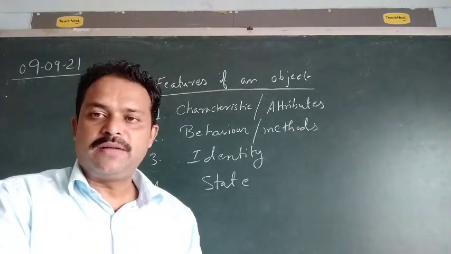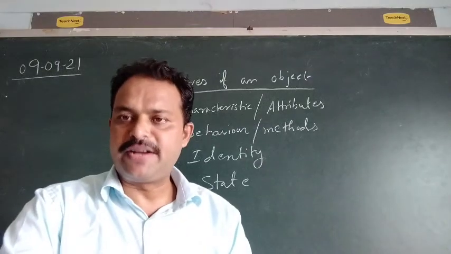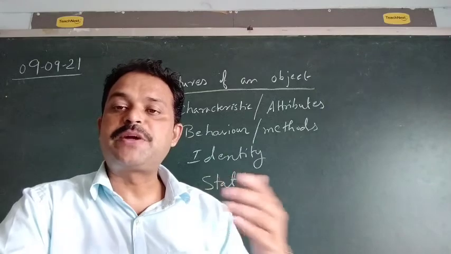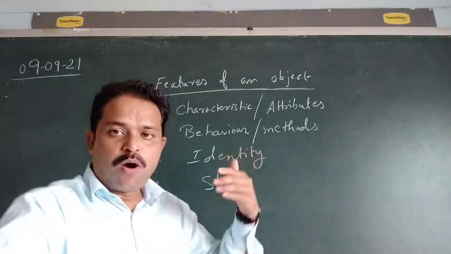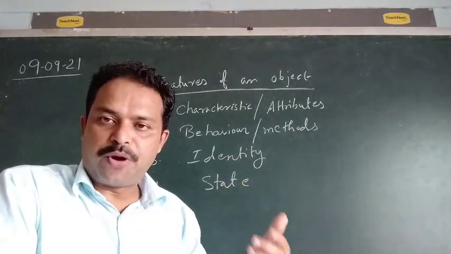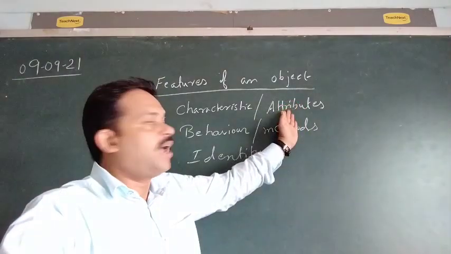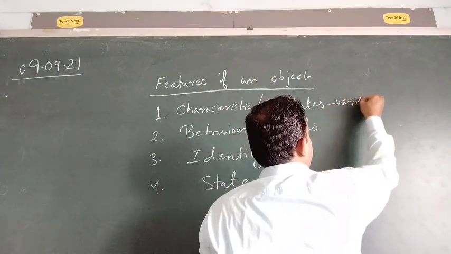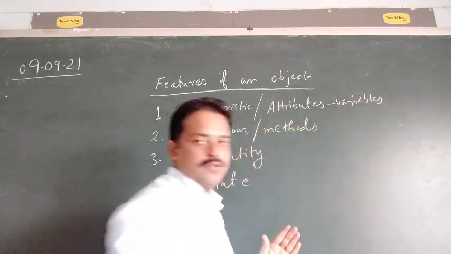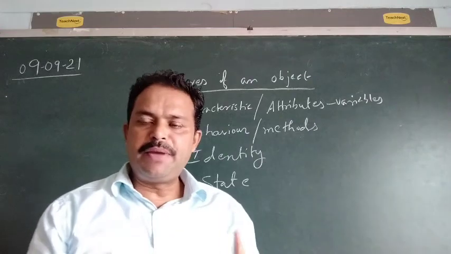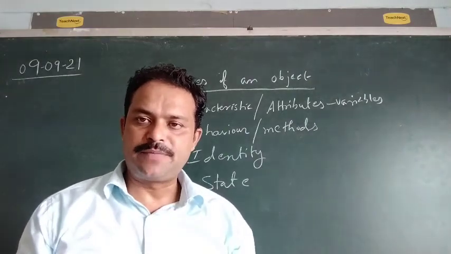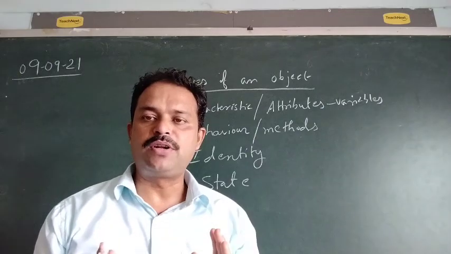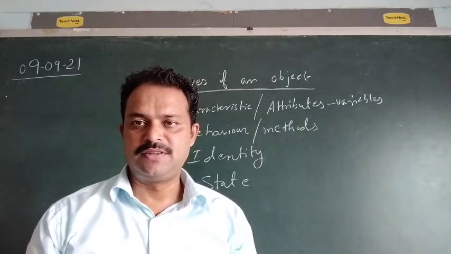Now the question comes up: you have given the real example, and we have understood the meaning of characteristic and behavior, but now explain with respect to the program. If you want to understand the meaning of object with respect to the program, come to this part. Attributes. Attribute means variables. Do you remember that in the class we used to define variables? I am not talking about any local variable, I am talking about instance variables.